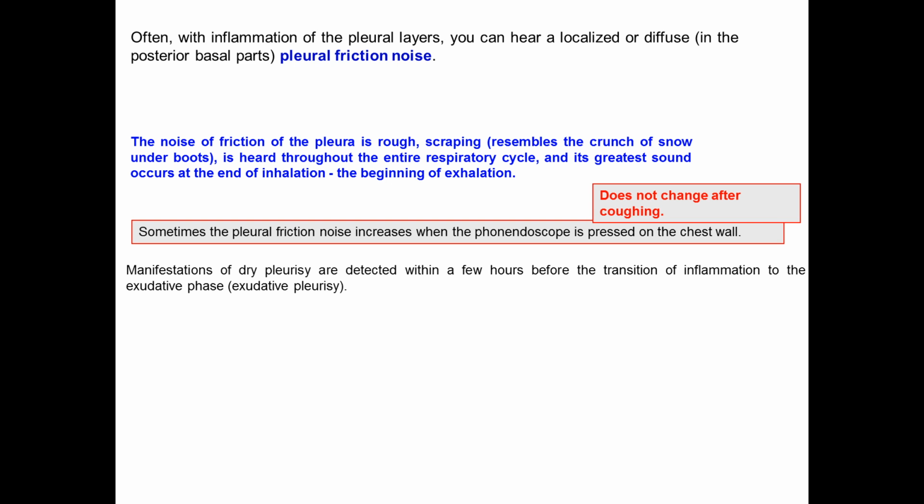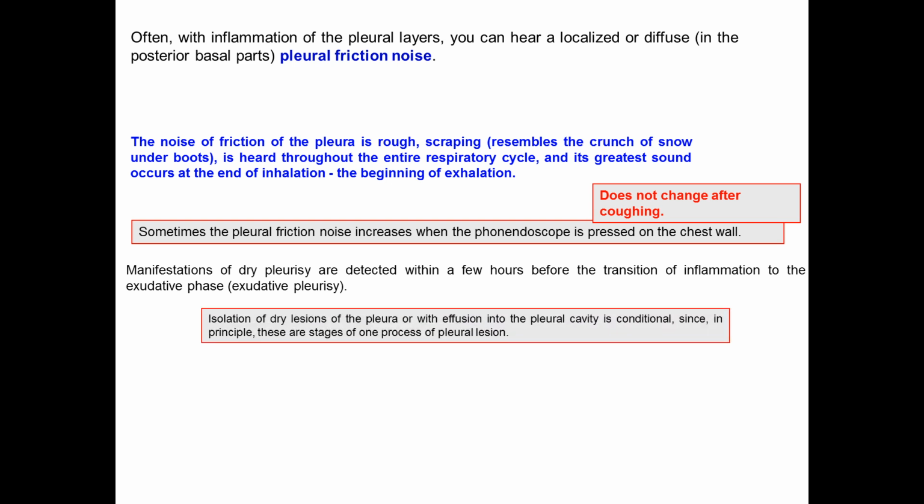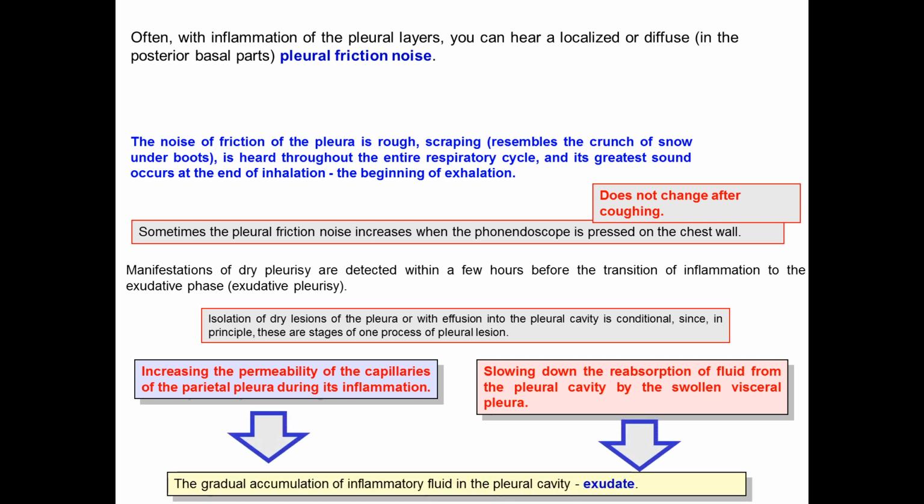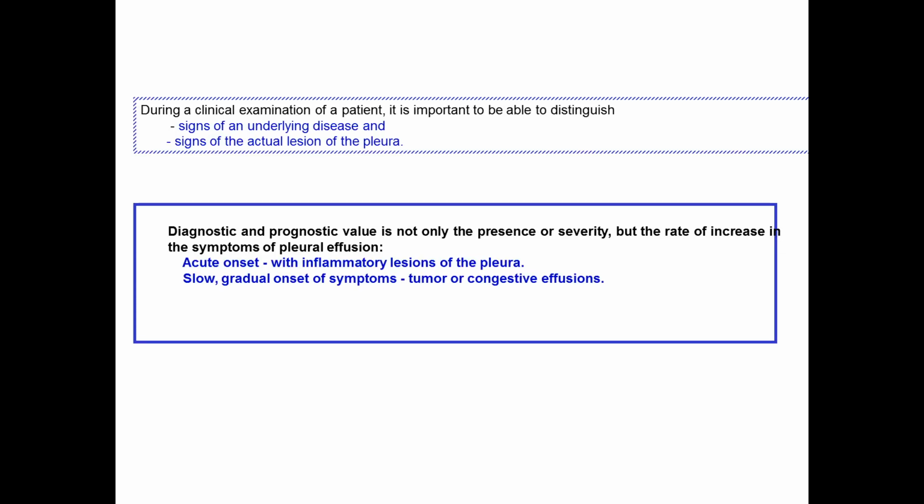Manifestations of dry pleurisy are detected within a few hours before the transition of inflammation to the exudative phase, exudative pleurisy. Isolation of dry lesion of the pleura or with effusion into the pleural cavity is conditional, since in principle these are stages of one process of pleural lesion. Increased permeability of the capillaries of the parietal pleura during inflammation, and slowing down of the reabsorption of fluid from the pleural cavity by the swollen visceral pleura, cause gradual accumulation of inflammatory fluid in the pleural cavity and cause the exudation process. The next process is exudation.